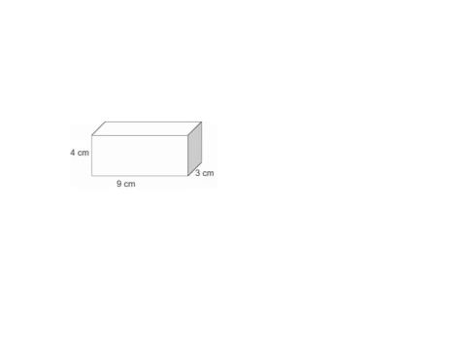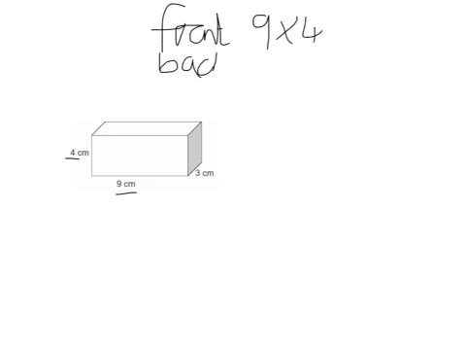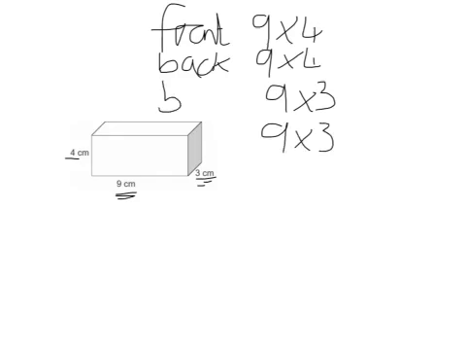If we start with the front rectangle, it would be 9 times 4. And we know the back would be the same. The bottom rectangle will be 9 times 3. And the top will be the same. So we've got front, back, bottom and top. Then we need to do our left and our right.